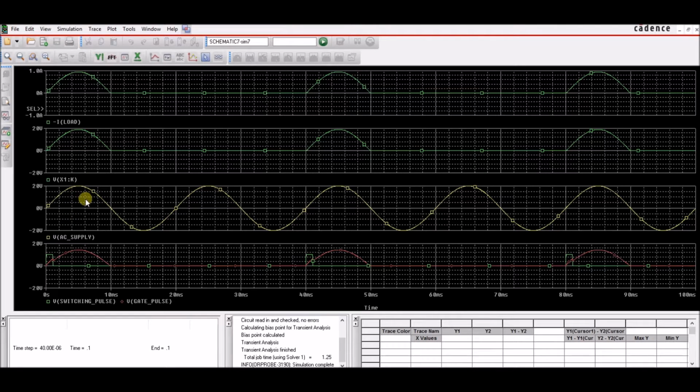Now you can see here that the sine wave is generated here, and the pulse at the output or at the load resistor is on the positive cycle of the sine wave, and on the second cycle there is no output. On the third cycle, yes, you have another pulse because your gate pulse has been triggered accordingly, and this is the current.